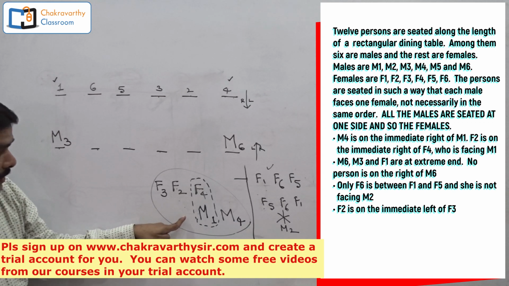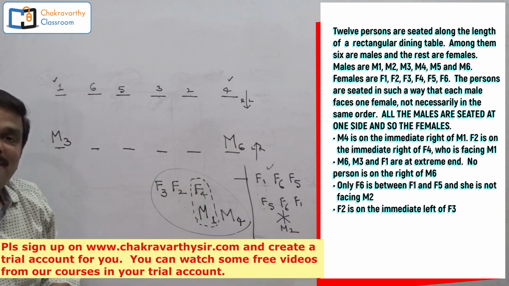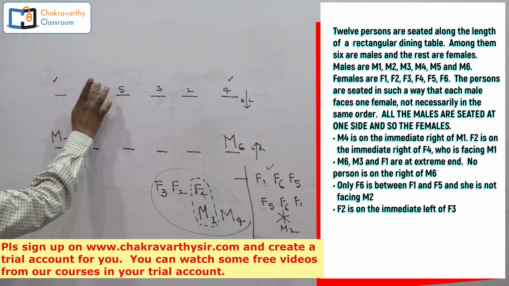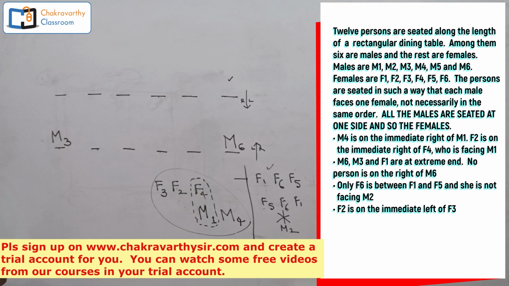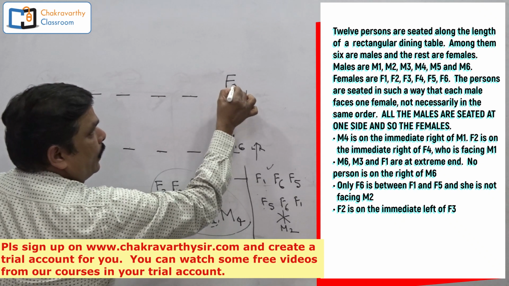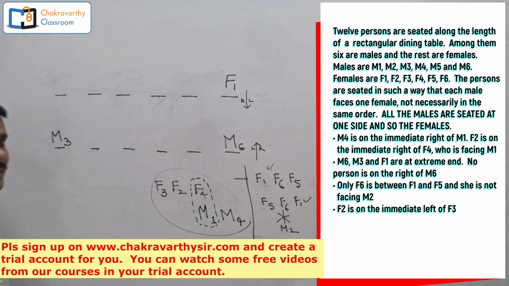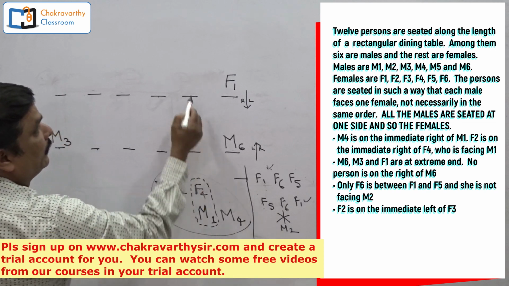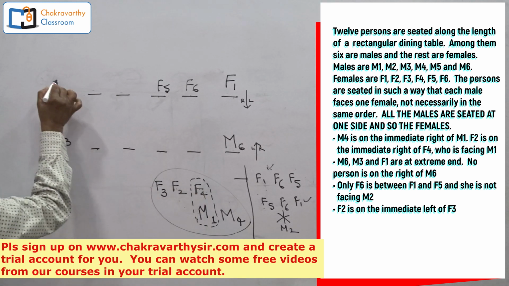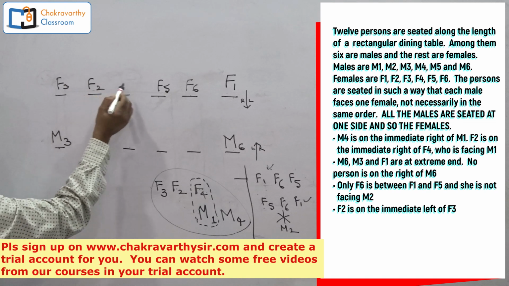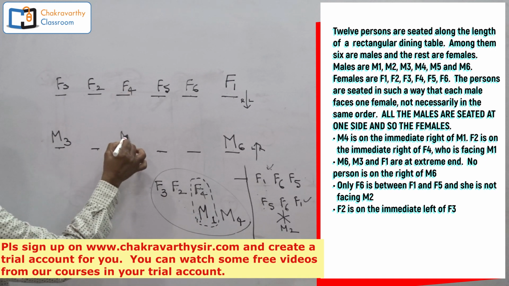But very clearly in the given clues they have given that F4 should be facing M1, but it's already M6. What does it mean? Clearly F1 cannot be here. When F1 is not here, obviously F1's place is this one only. There is no other way, because only two possibilities are there. I must go for this: on the right side of F1, F6 and F5, then followed by F3, F2 and F4, with the condition that F4 should face M1.